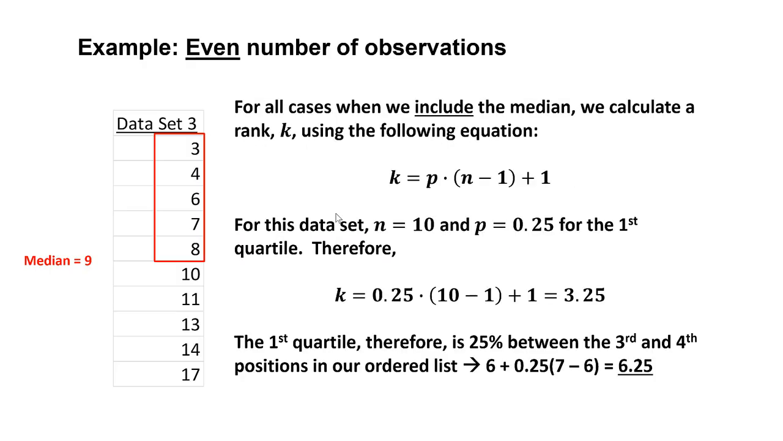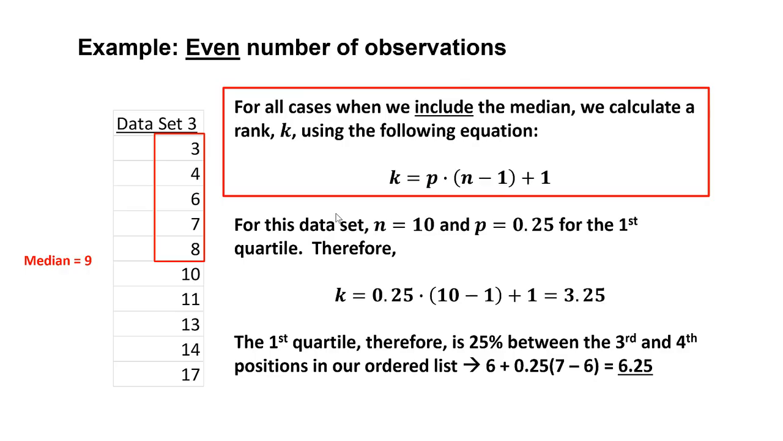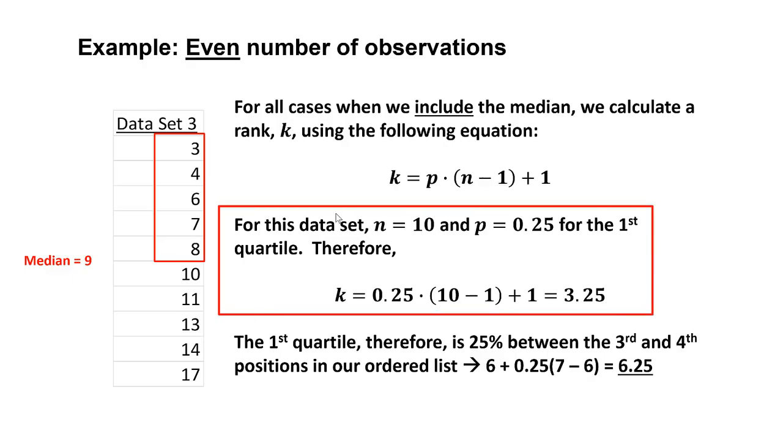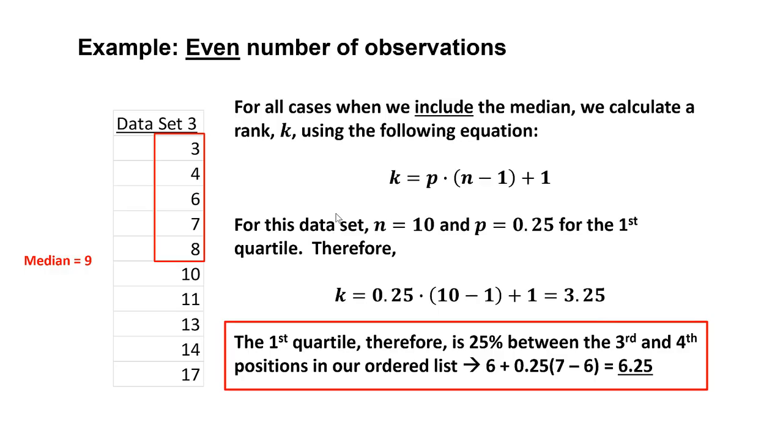Similar to when we wanted to create a rank for cases where we wanted to exclude the median, we can come up with an equation for our rank k when we want to include the median, and that's given by this formula here. So for this data set 3, n is equal to 10. For finding the first quartile, p is equal to 0.25. We can plug those values into this formula, and we end up with a rank of 3.25 for the first quartile. The first quartile, therefore, is 25% between the third and fourth positions in our ordered list. So that's 6 plus 25% of the way between 7 and 6, and we end up with 6.25.